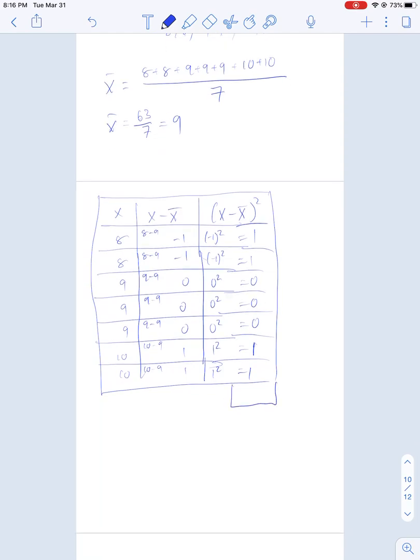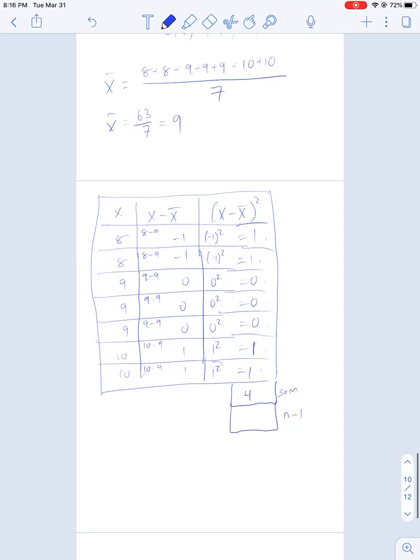You add this last column, 1 plus 1 plus 0 plus 0 plus 0 plus 1 plus 1. That gives us what? 4. All right, so remember, there we sum. This is n minus 1. So we had 7 data items. We subtract 1. We get 6. Now this is just the square root of 4 over 6. This will give us our standard deviation.